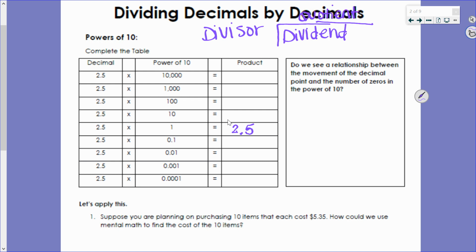So, you told me the easiest part was 2.5 times 1. So, let's go up from there. 2.5 times 10 is going to give me what? Yes, 25. And then just shout it out for me. 2.5 times 100 is going to give me 250. And then 2.5 times 1,000 is going to give me 2,500. And then 2.5 times 10,000 is going to give me 25,000. Wow, okay. That was really easy.